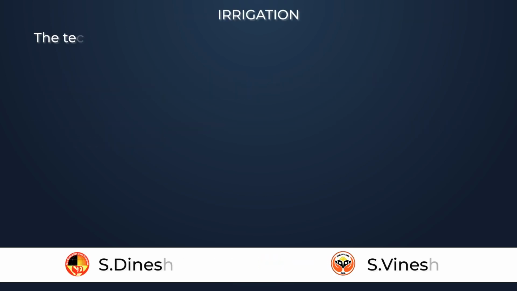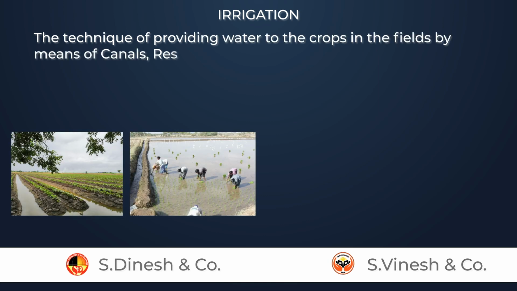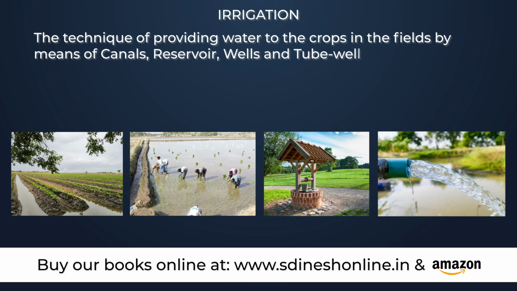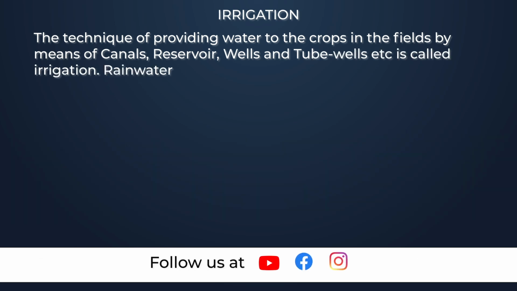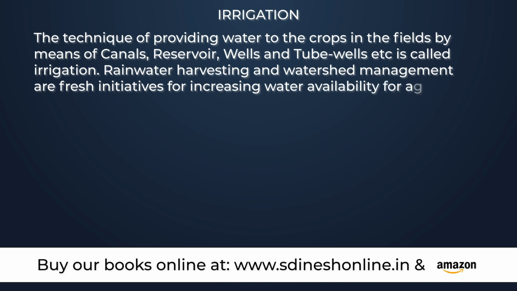Irrigation. The technique of providing water to the crops in the fields by means of canals, reservoir, wells and tube wells, etc. is called irrigation. Rainwater harvesting and watershed management are fresh initiatives for increasing water availability for agriculture.